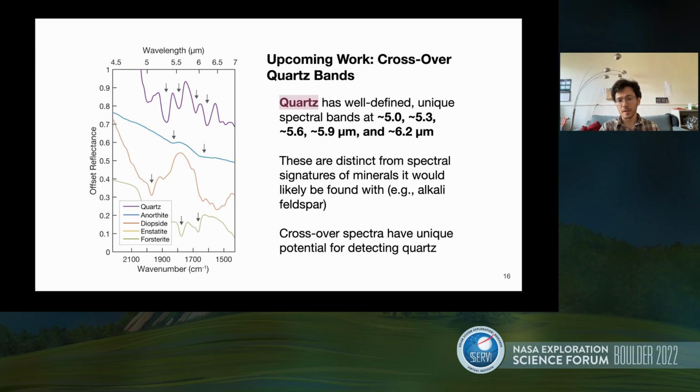Quartz has well-defined and unique spectral bands at 5, 5.3, 5.6, 5.9, and 6.2 microns. And these spectral bands are distinct from signatures of other minerals that it would likely be found with, for instance, feldspars. And what all this means is that crossover spectra or intermediate infrared spectra have unique potential for detecting quartz, which has long evaded definitive detection on the lunar surface.